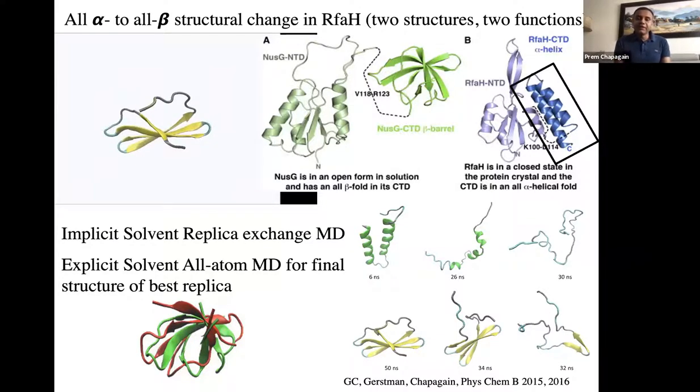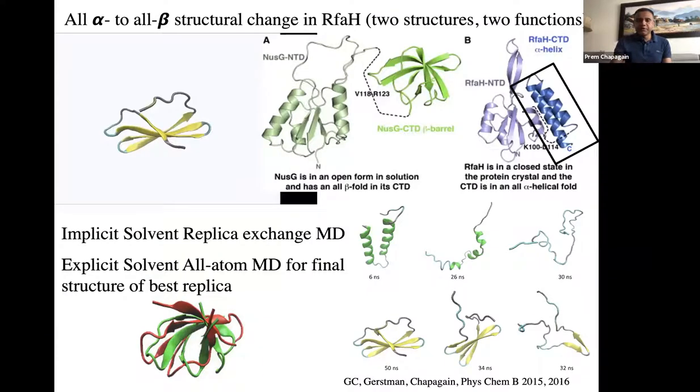Yet, even with deficiency in the force field and not including all the water molecules, we were able to come up with the structure that was really, really close. So here, the red was experimental and the green was from the simulation.